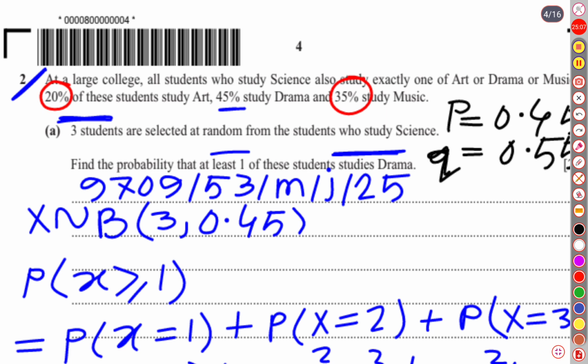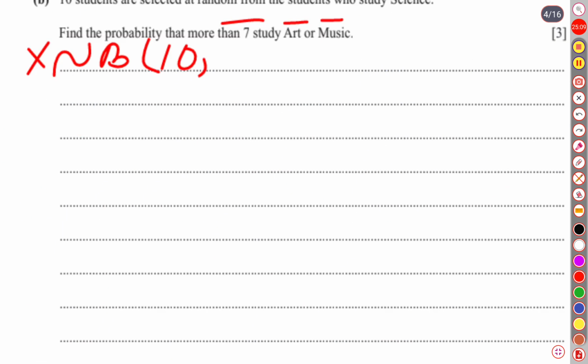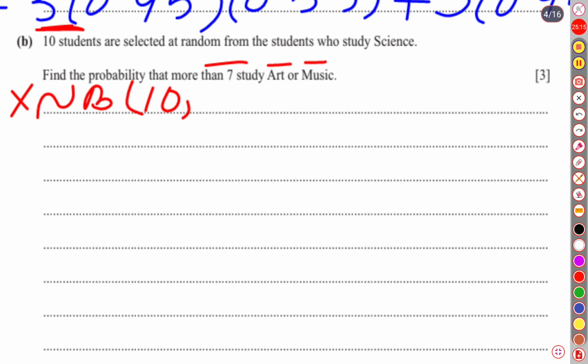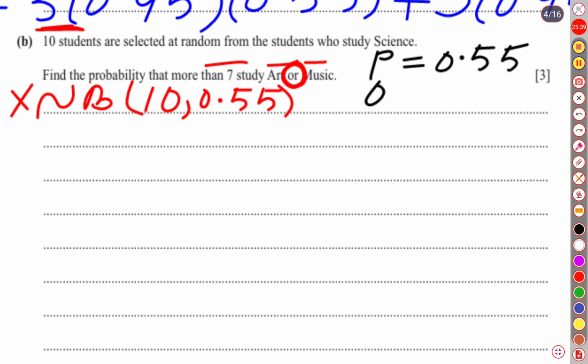It is written art or music, and we know or means addition of the probabilities. Look, this is mentioned or. So as the word or is mentioned, art or music, that means all of the students together, the probability is 0.55. 0.55 is the individual probability. That means our P is equal to 0.55, whereas for those who are outside these two subjects, Q is 0.45.